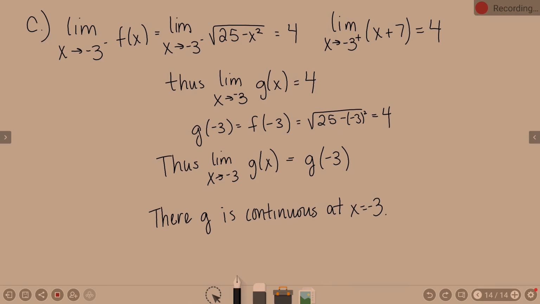Yes, you would be expected to write some words on this problem. Showing your work that the limit from the left is 4, the limit from the right is 4, and the function evaluated itself is 4. That's the work. Stating that the limit from the left and the limit from the right are equal, the limit is equal to the point, therefore it's continuous.